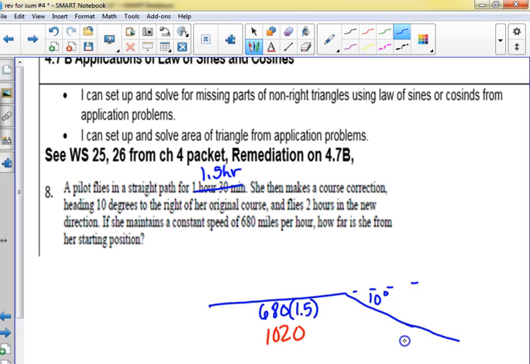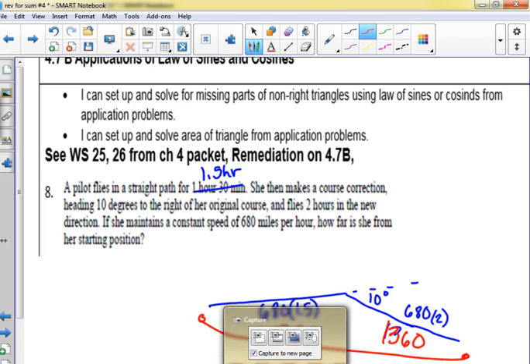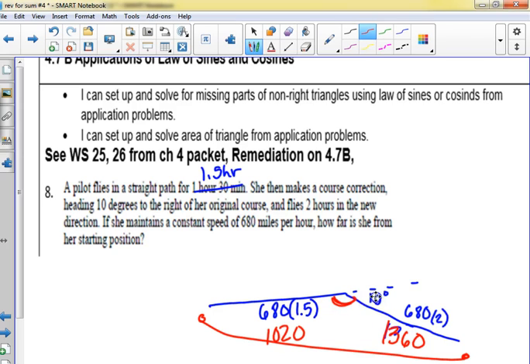And then she goes for what? 2 hours. So 680 times 2 is what? 1360? Did I do that right? Okay. How far is she from where she started? I'm thinking we need this angle, which is 180 minus 10, to be 170. So now I have this triangle that I'm trying to find this side of over here. I'm just going to redraw it. 10, 20, 170 degrees, and 1360.